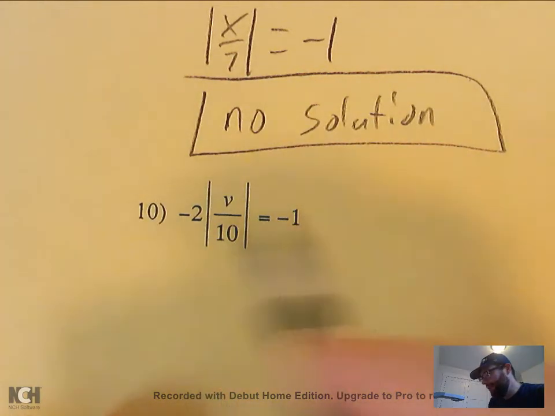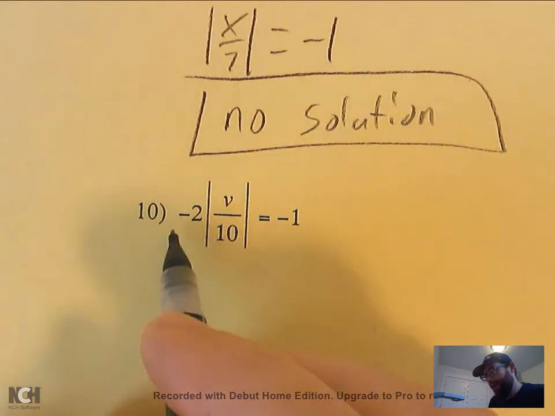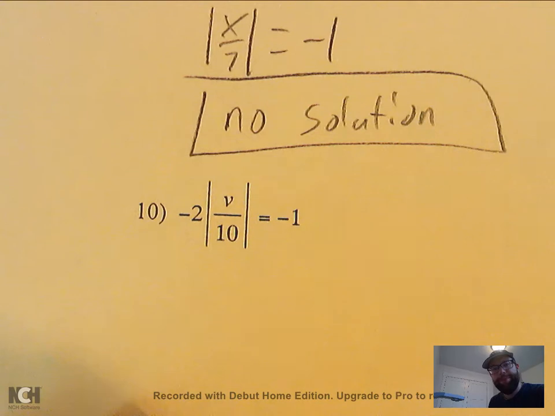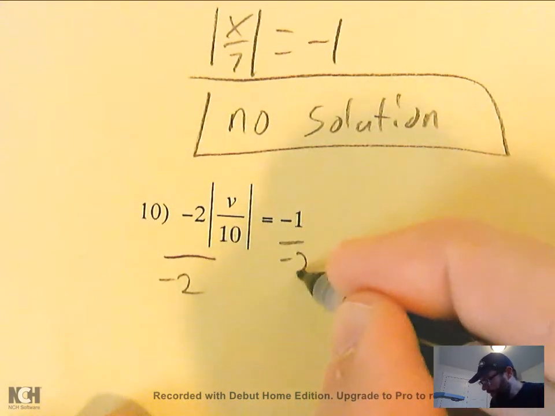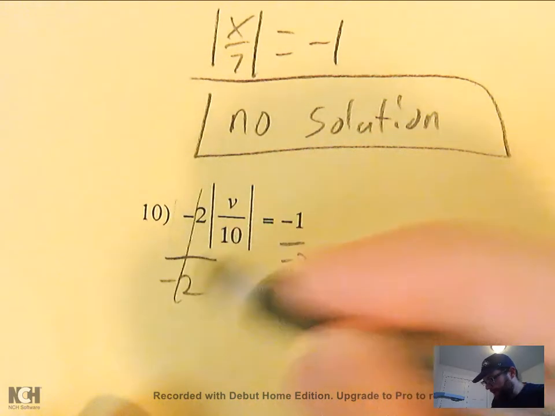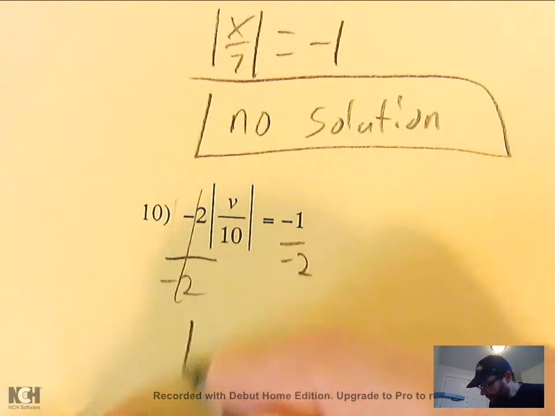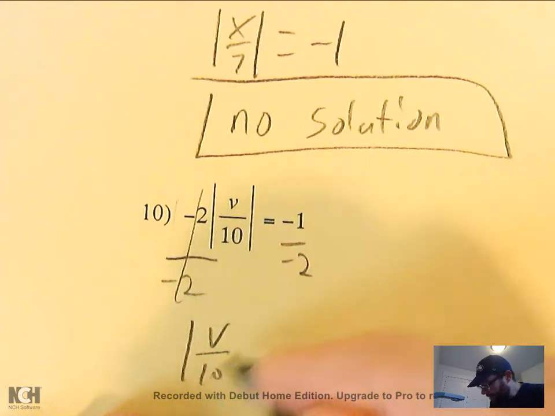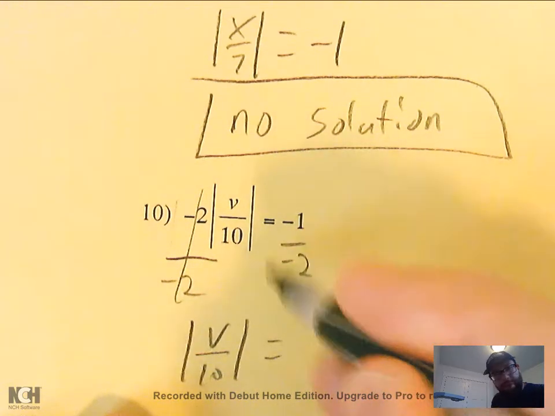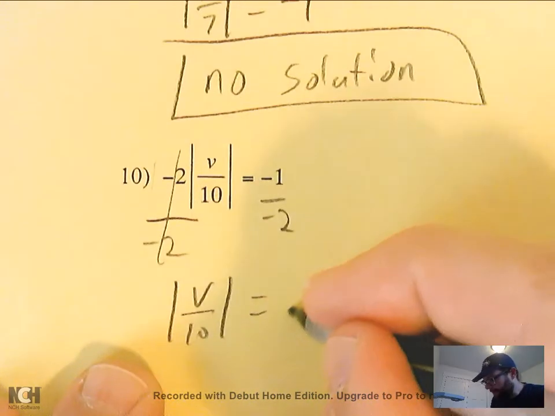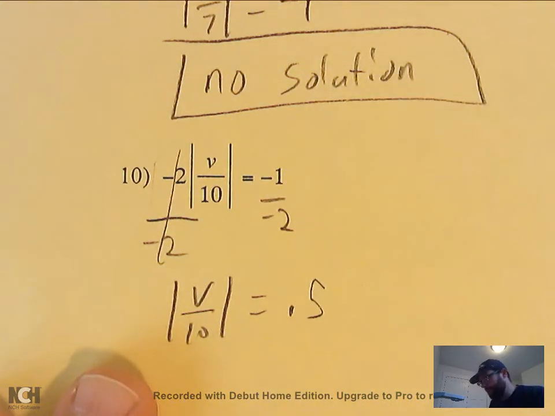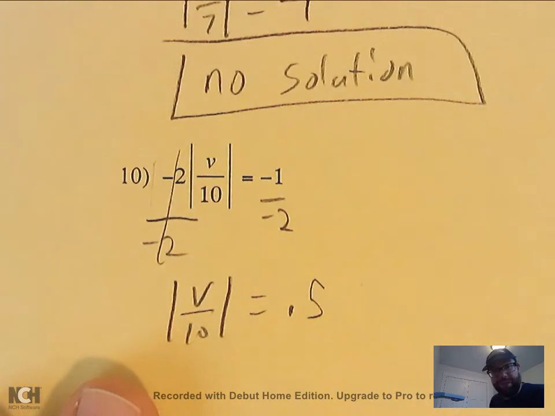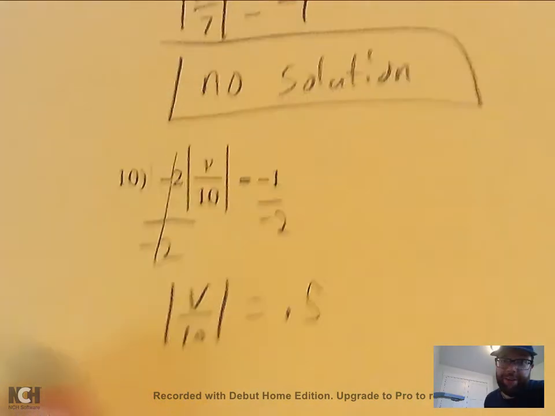So this negative 2 is multiplying. So I have to divide by negative 2. And when I divide by negative 2, that cancels out. And I'm left with v over 10 is equal to positive 1/2 or 0.5. You could write it either way. I'll write it as 0.5 because that's how most of you will probably want to write it. But I actually like 1/2 better myself, but it's a scary fraction, I guess.